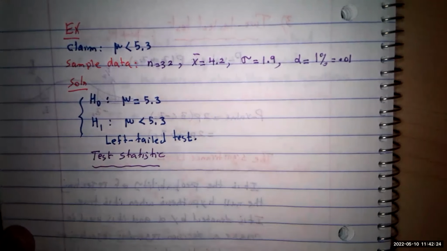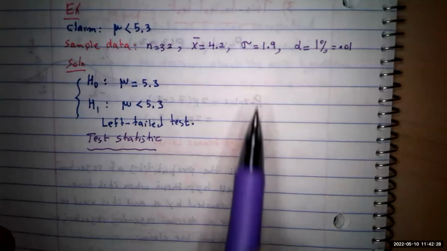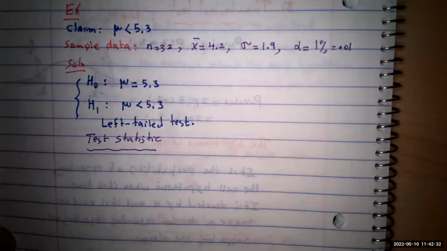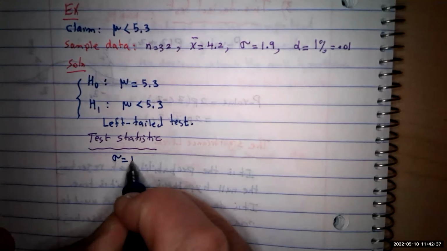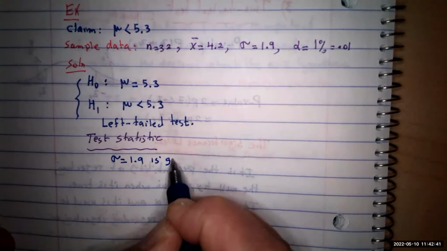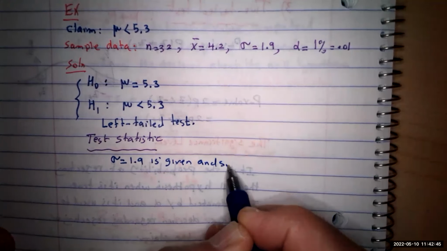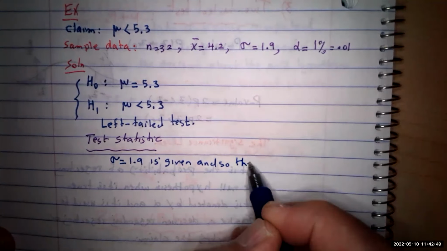Test statistics, you have to decide which one it is. Is it the Z or the T? Sigma is given to you, so it's a Z. You are going to mention that sigma equals 1.9, which is given, and so the Z test.